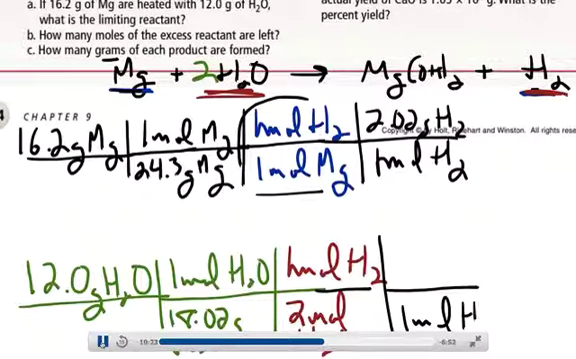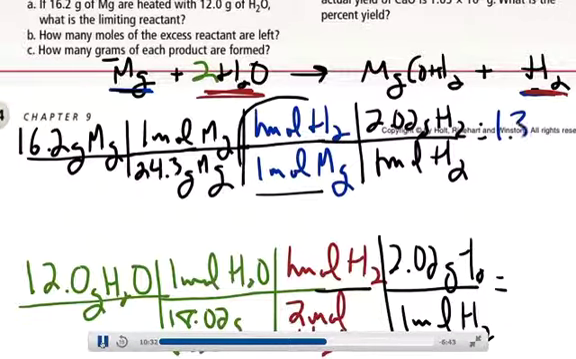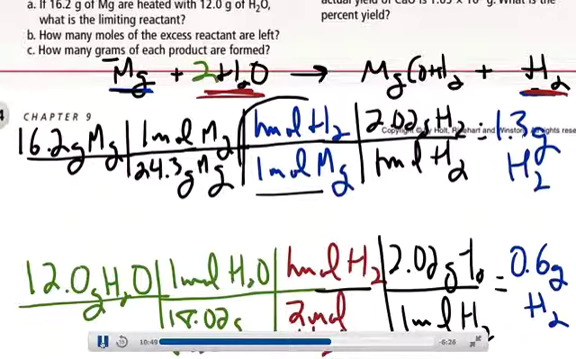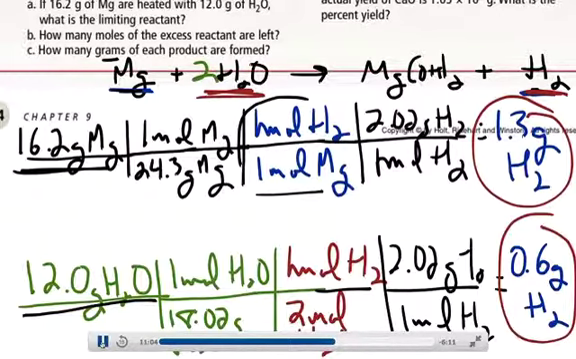And down here, the same thing, because we're solving them both for hydrogen. So up here, I get 1.3 grams of hydrogen. Actually, 1.3, but we'll cut it off. And down on the bottom, I have 12 times 2. That's 24 divided by 18. Divided by 2, I get 0.6 grams of hydrogen. Okay, so now this gets to be very important. We have to look at what these numbers mean. So if I start with 16 grams of magnesium and 12 grams of water, this is telling me that I could produce 1.3 grams of hydrogen or 0.6.